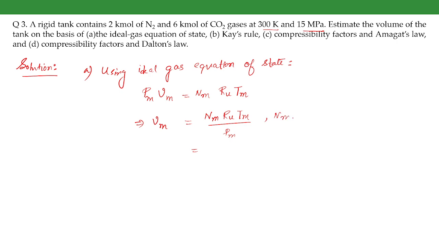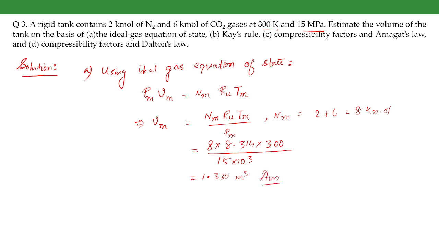Nm is equal to the total number of moles, and that is equal to 2 plus 6 equals 8 kilomole. Okay, this is equal to 8 into 8.314, that is the universal gas constant, multiplied by 300, divided by 15 times 10 to the power 3. We are keeping only 10 to the power 3 because 8.314 is also in kilojoule and this will be in kilopascal. So this comes out to be 1.330 meter cube. So this is the volume using the ideal gas equation of state.